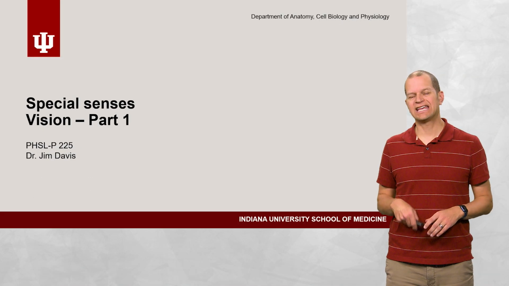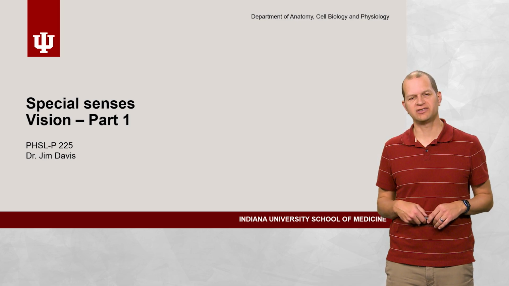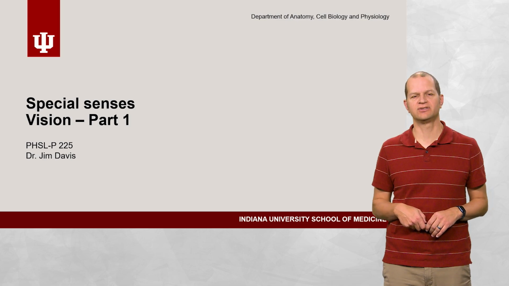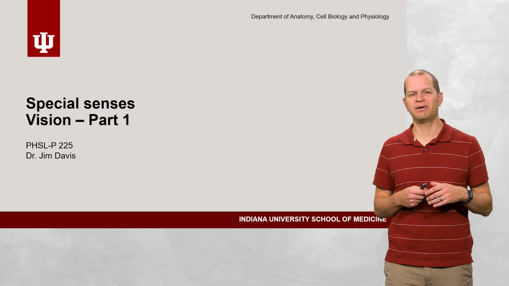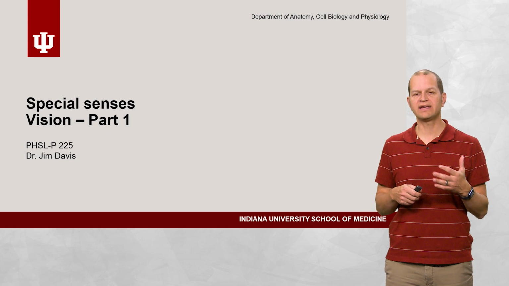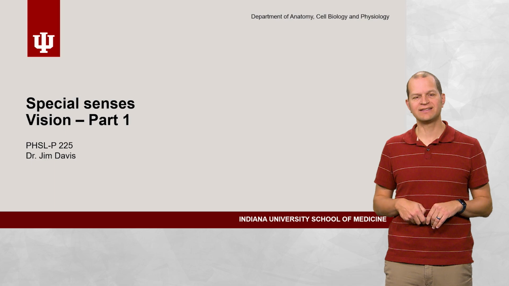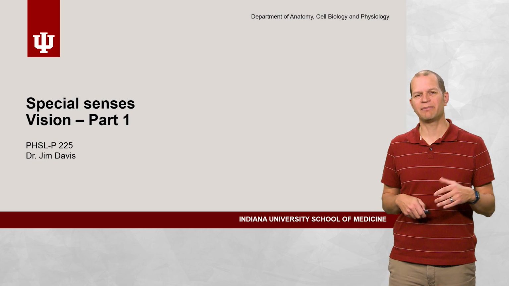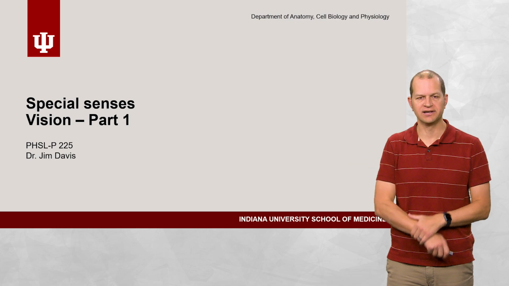So we're going to start talking about vision. Vision's arguably the most complex of all the special senses, and so we're going to break this up into two videos. I will let you know that I'm not planning on talking about nearsightedness or farsightedness or how that all works. We're really going to just focus on how a process called phototransduction occurs, and then we're going to talk about how you can distinguish different colors over these two videos.